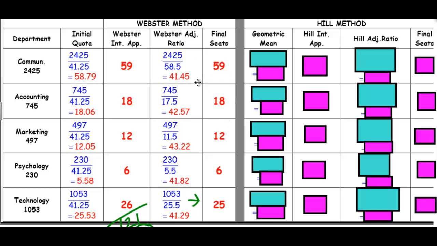Okay, so the one closest to the ideal ratio loses a seat. And again, if you had -2 here, meaning you had too many seats, it would be the two that are closest that would both lose a seat.